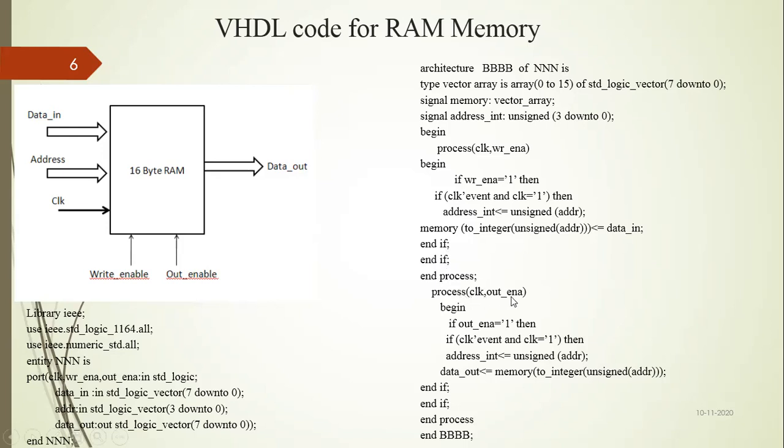Next process: clock, out enable. Begin, if out enable is 1, if clock'event and clock is equal to 1, positive edge triggered clock is present, then unsigned in bracket address is assigned to the address int. Data out: you read data in memory location, memory in bracket to_integer in bracket unsigned in bracket address, assigned to the memory location, data assigned to the data out. Again, two end ifs, end process, and end architecture name.